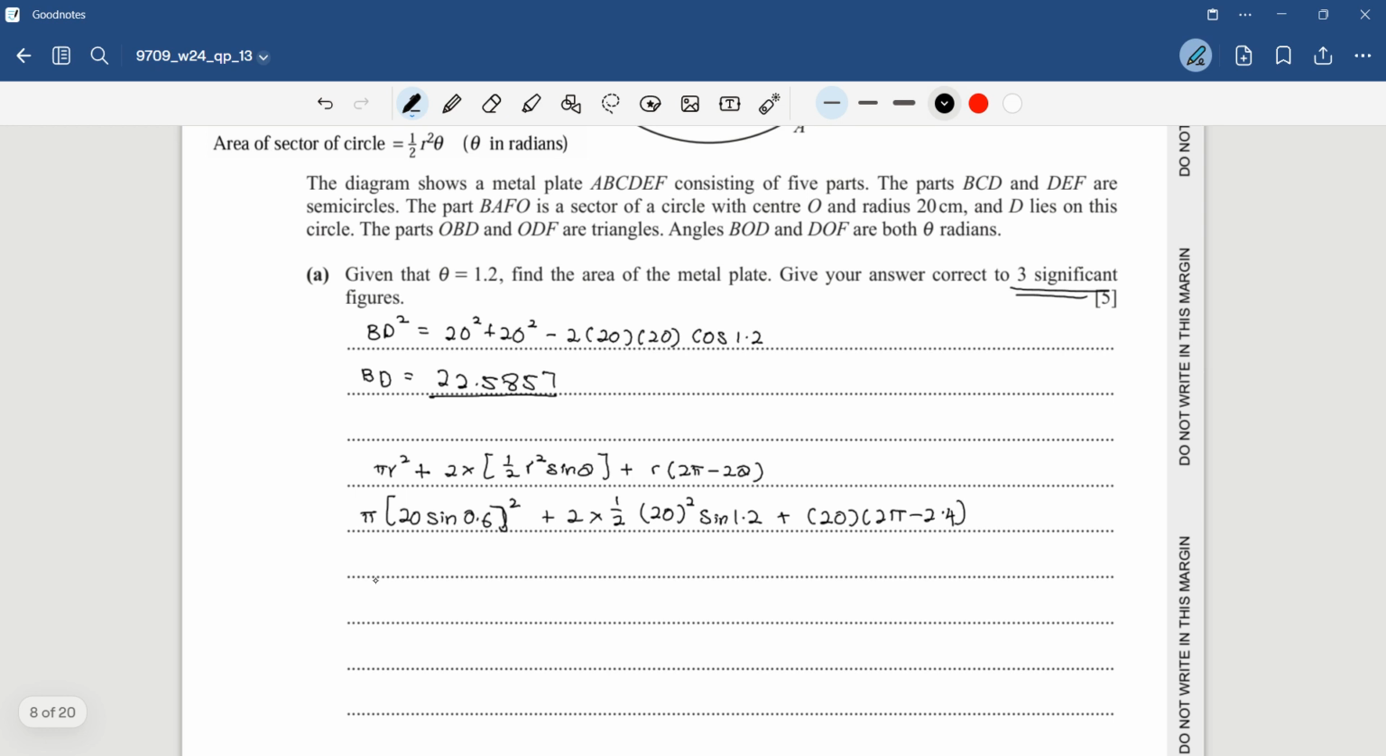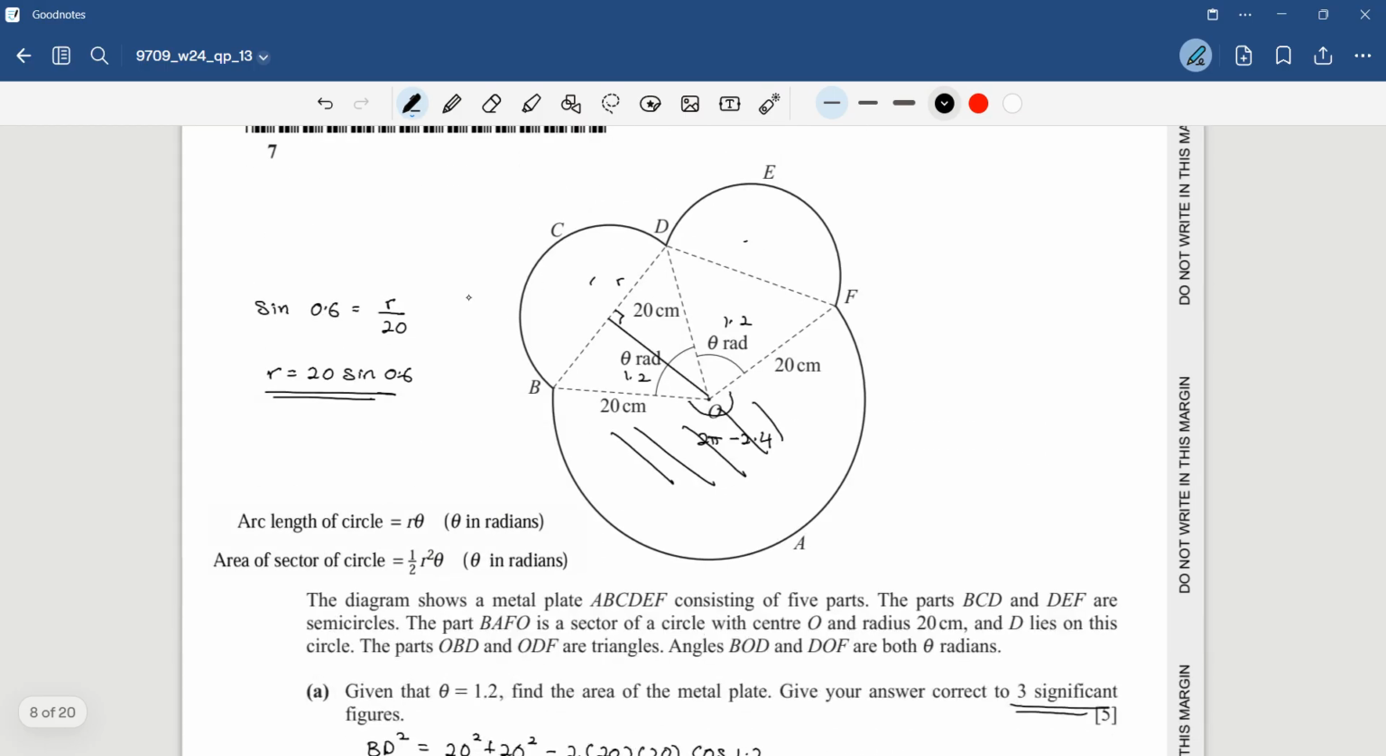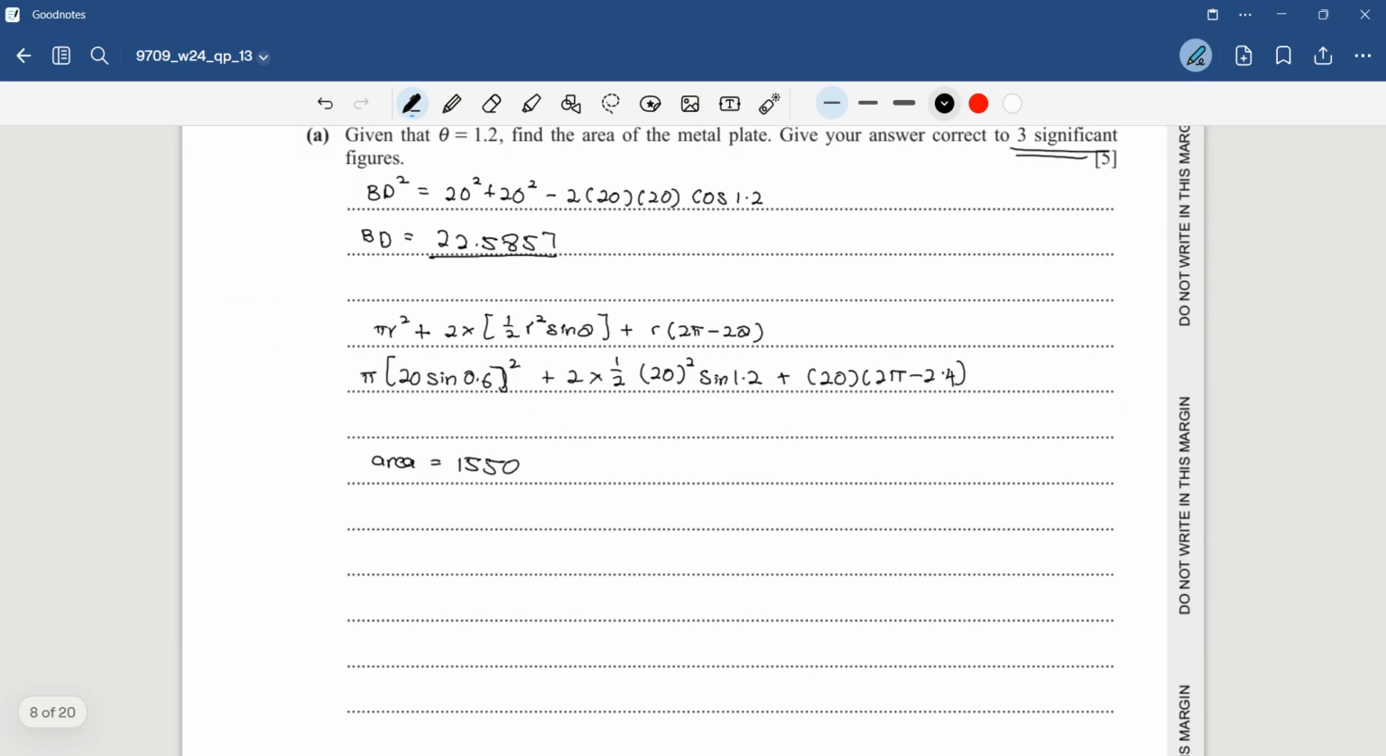the area is equivalent to 1550. Make sure you give this as the only answer because they said three significant figures. Okay, so in this case you can either use 20 sine 0.6 or you can use 22.5857 divided by 2 also. Okay, it's up to you. So either you find the BD or you can directly use the r here.